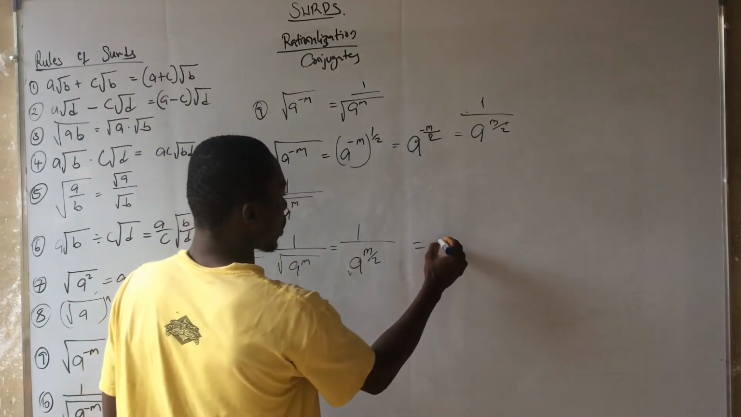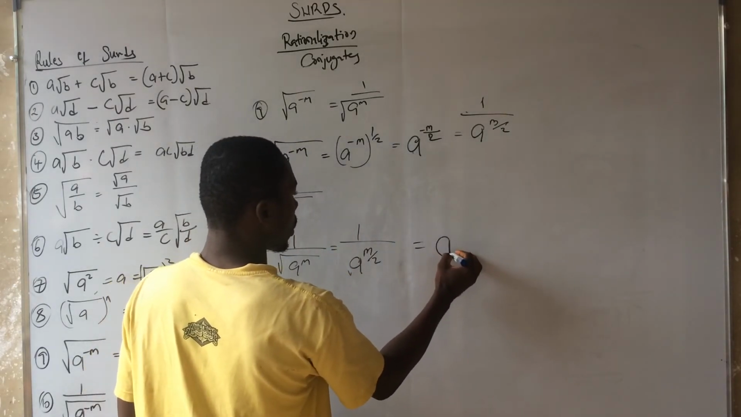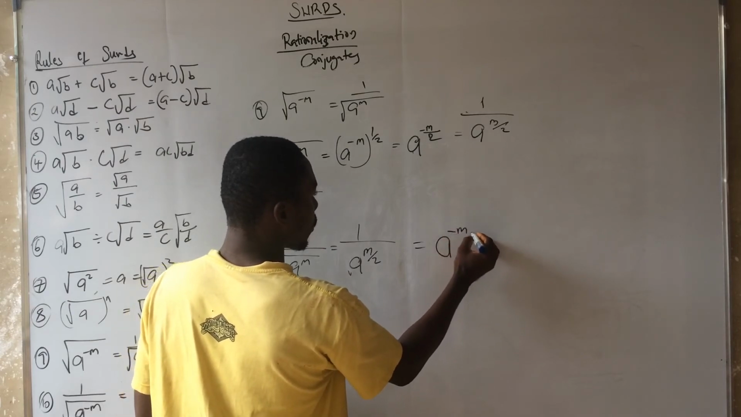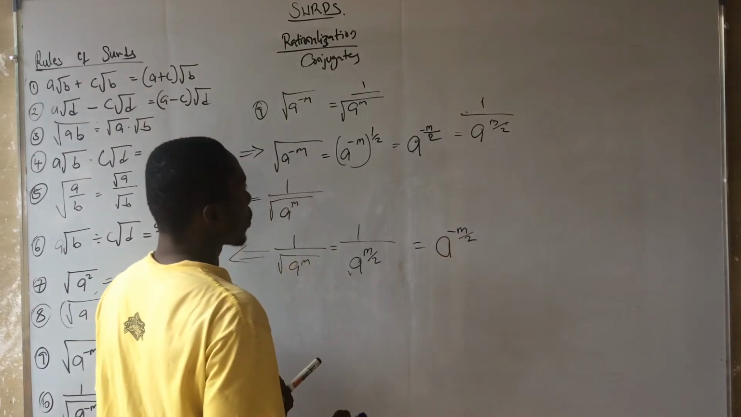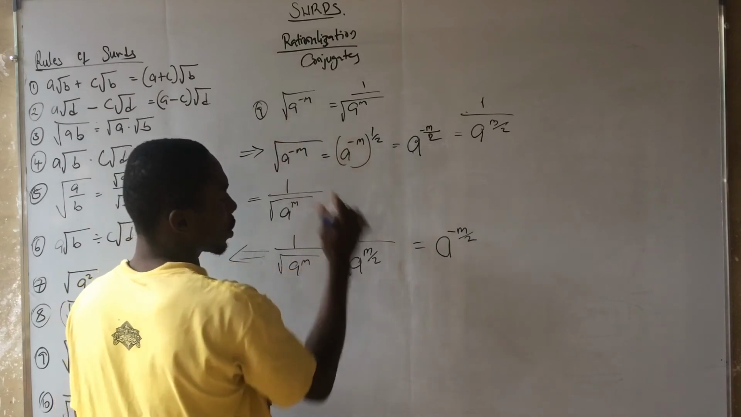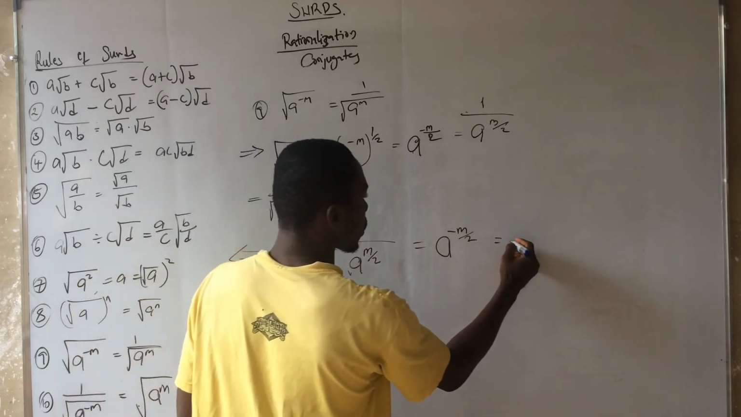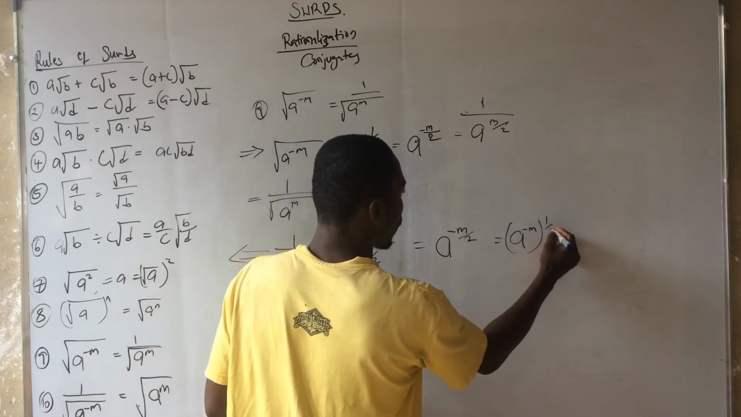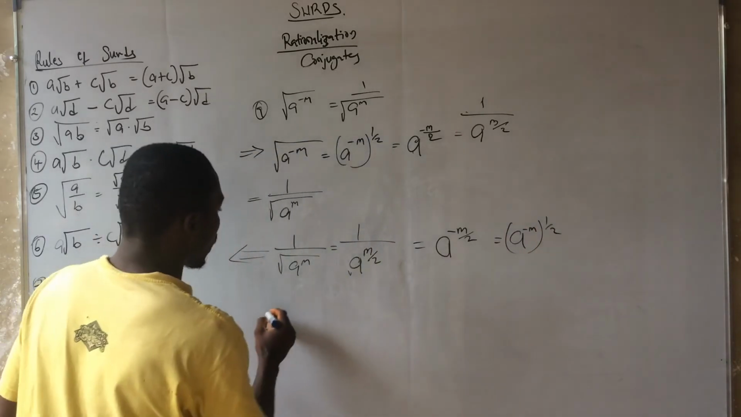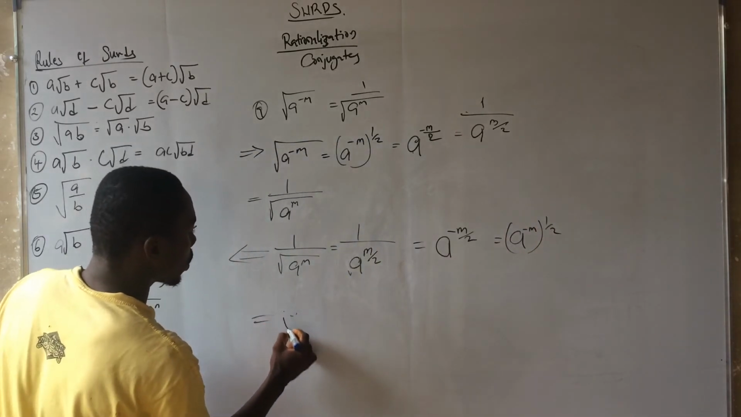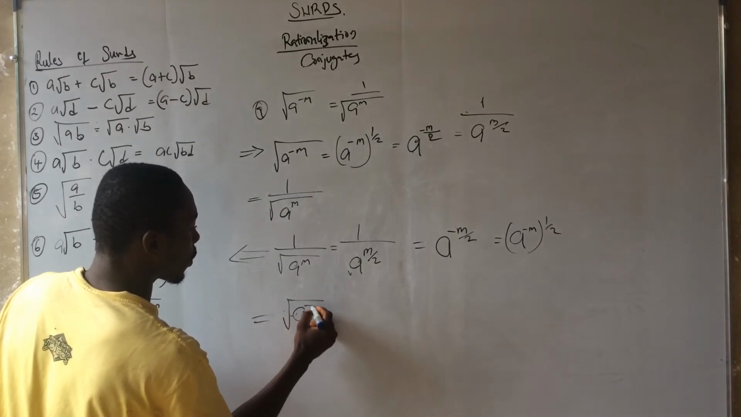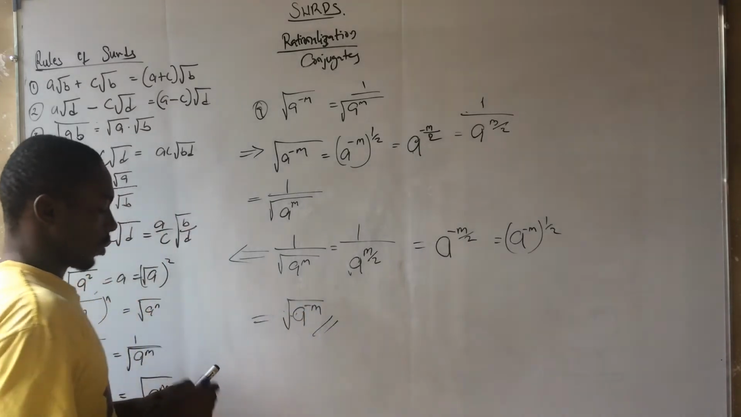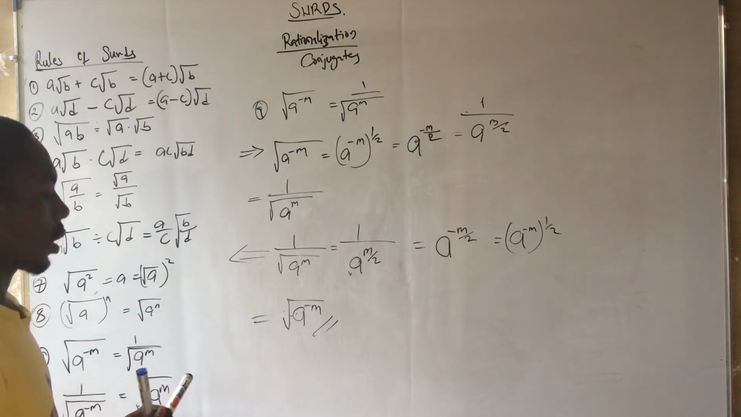We'll now say this is a raised to the power minus m over 2. Right? And this is what we want. So now this is a raised to the power minus m, bracket 1 over 2. So we can now say that this is equal to the square root of a raised to the power minus m. So that is it.